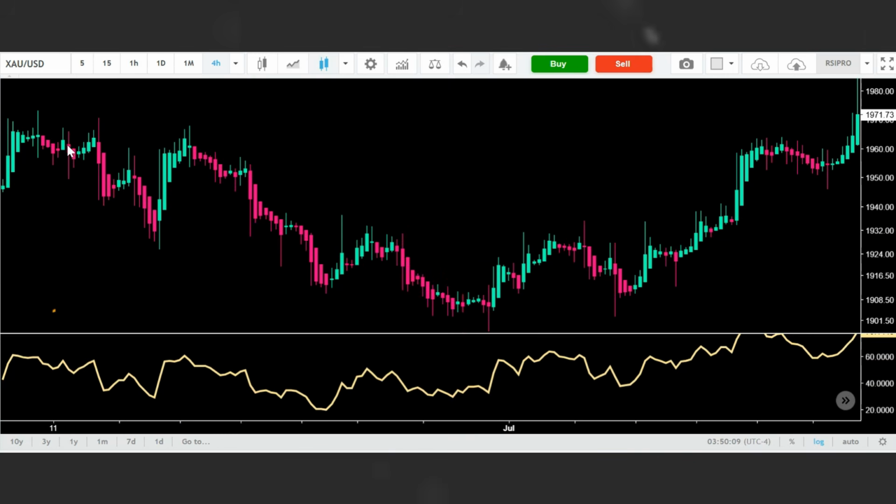Let's look at an example on gold. At first, the chart shows a clear downtrend with Heikin Ashi candles, long red bodies, and no upper shadows. That clearly signals sellers are in control. But when we check RSI, we notice something interesting. While the price keeps making lower lows, RSI is making higher lows. This is called a bullish divergence, and it warns us the downtrend may be losing strength.